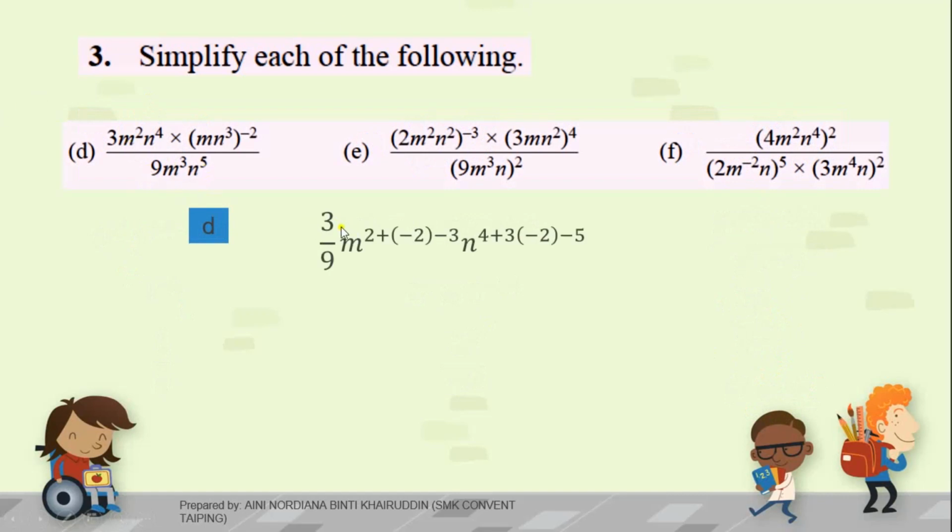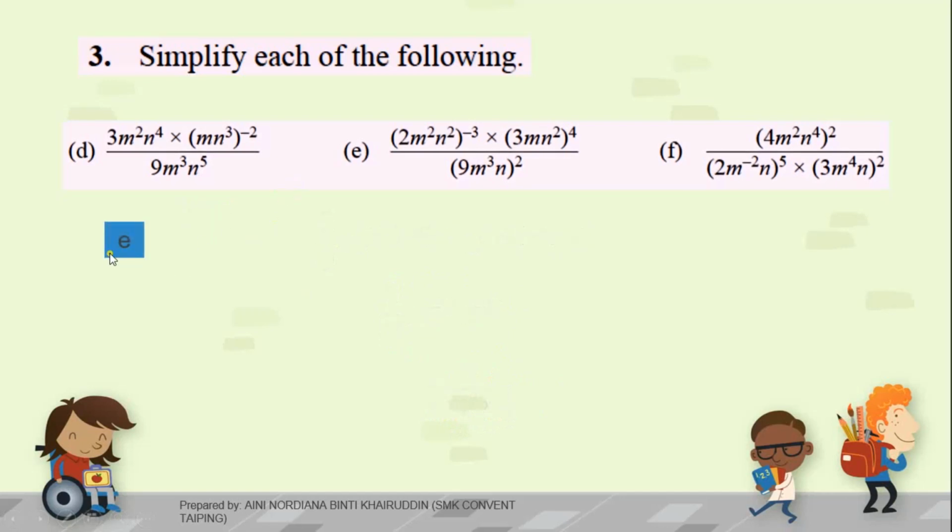3 over 9 n to the power of 2 plus negative 2 minus 3 n to the power of 4 plus 3 times negative 2 minus 5. So use your calculator to calculate this, and then you will get 1 over 3 m to the power of negative 3 n to the power of negative 3, and then we change this to positive index form. So it becomes 1 over 3 to the power of n cubed n to the power of 7.